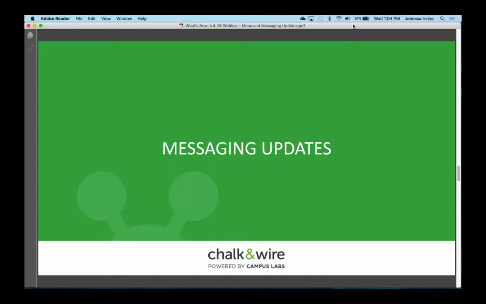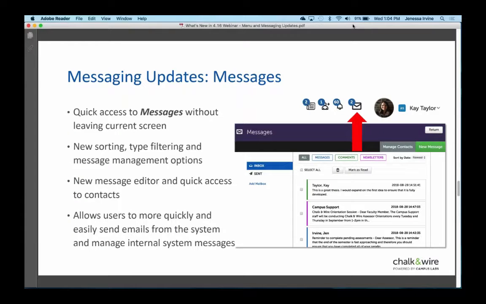Let's now take a look at the updates to the messaging feature and how the tools may be beneficial to your institution and users. All users will see the updates to the Messages feature, which is available by clicking on the envelope icon at the top right corner of every screen when logged into Chalk and Wire. Users are able to quickly view new messages from a drop-down menu that appears when the icon is clicked, or view all messages from the main messages screen.